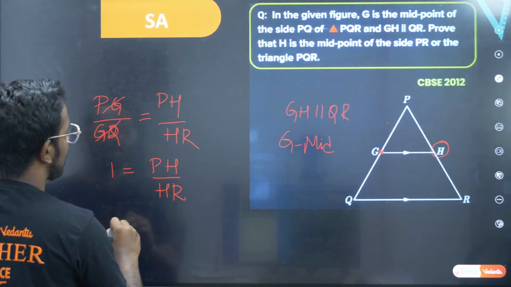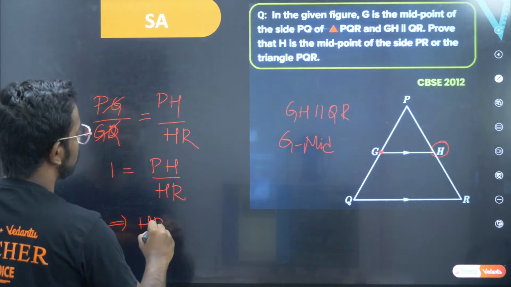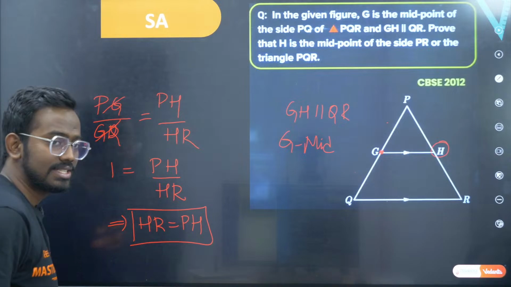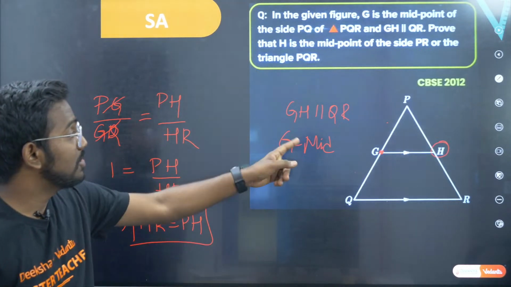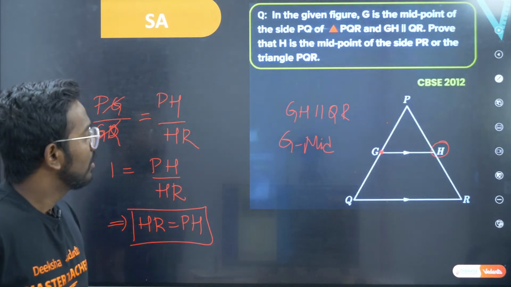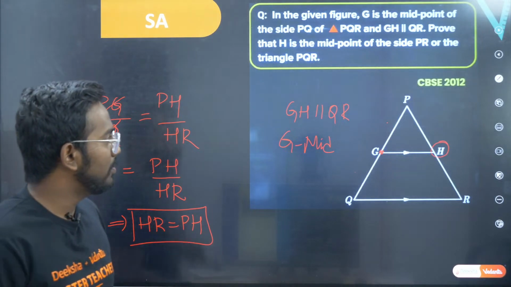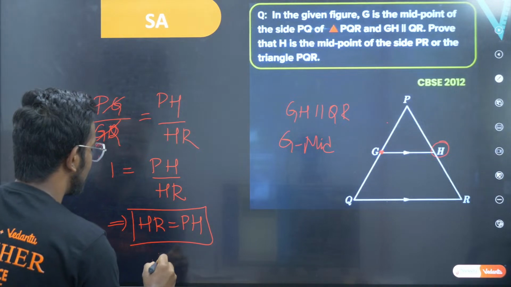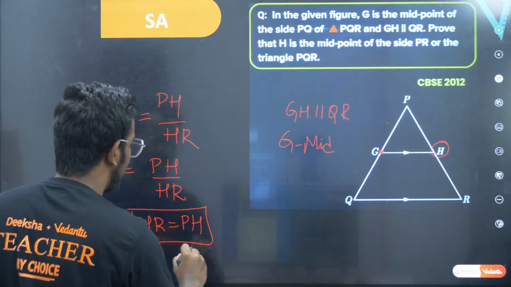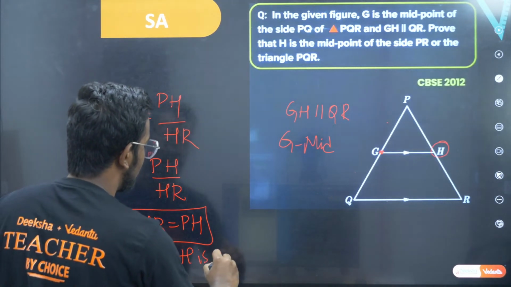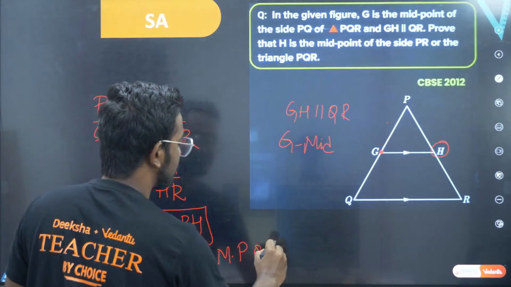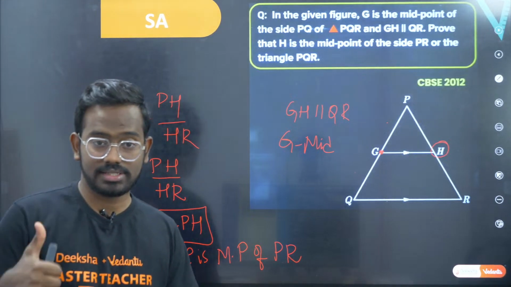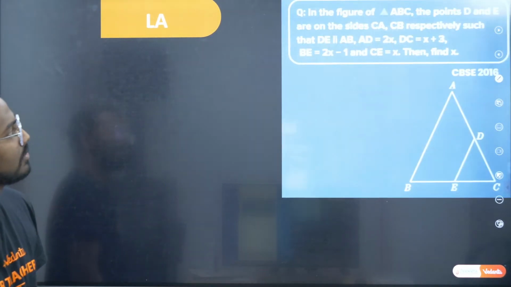So from that I can get, sir, HR is equal to PH. Very simple. Since they have mentioned G to be midpoint, now I have proved that HR is equal to PH. So clearly what does this say? Therefore H is the midpoint of PR. Hope this is clear. Yes, hit a like button if you get this. Yes, let's take up the next question.